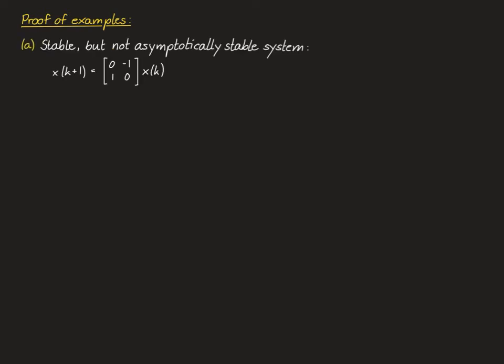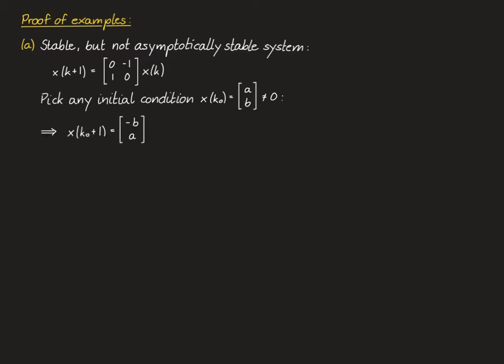In case A, for the stable but not asymptotically stable system, note that if we pick any non-zero initial condition x of k naught, which is equal to some vector consisting of the components a and b, we obtain by using the state equation that x of k naught plus 1 is equal to minus b, a, x of k naught plus 2 is equal to minus a, minus b, x of k naught plus 3 is equal to b and minus a, and x of k naught plus 4 is again equal to a and b, and so on.